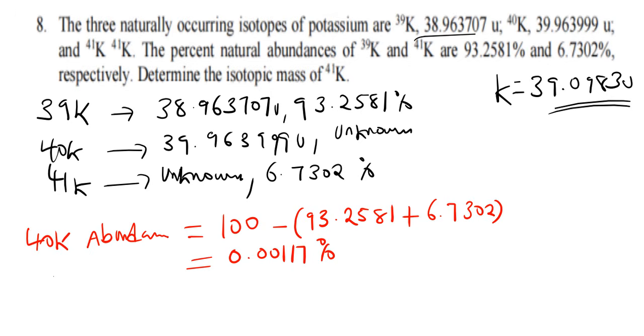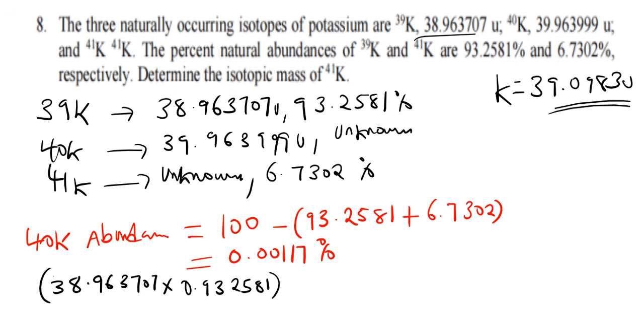So in this case, let's start with the first one. The first one is for potassium 39. That is 38.963707. Now we're multiplying this by the percentage abundance, which is 93.2581 divided by 100. That will give me 0.932581. I'm going to put this one in brackets.